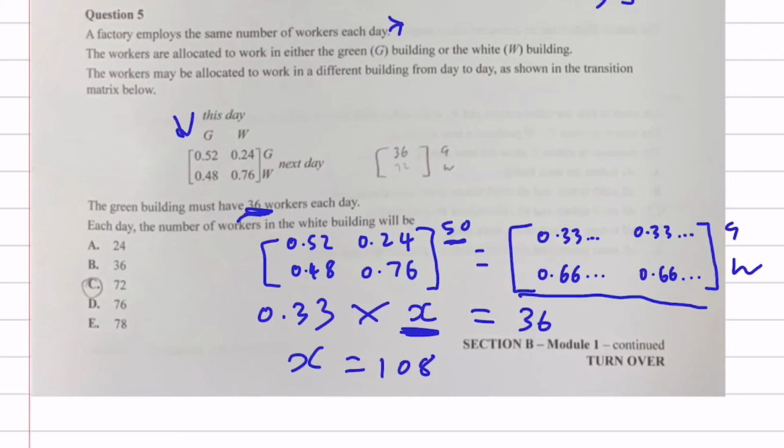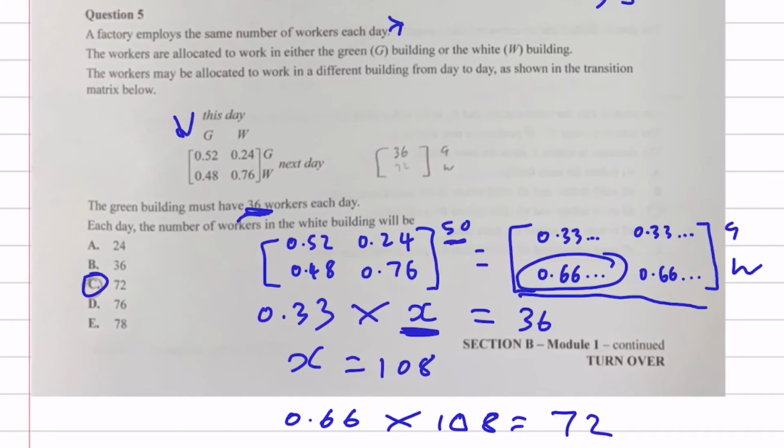And then to find the number of workers at the white building, we have 0.66 here. So you do 0.66 times 108, which will give you the number of workers at the white building, which is 72. Therefore, C is the correct option.